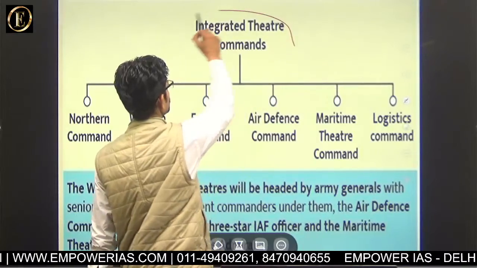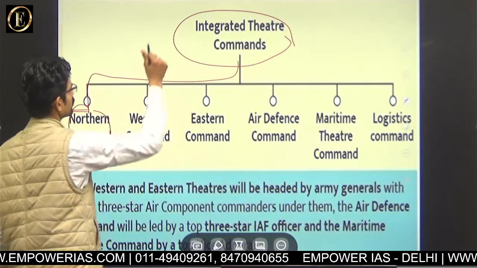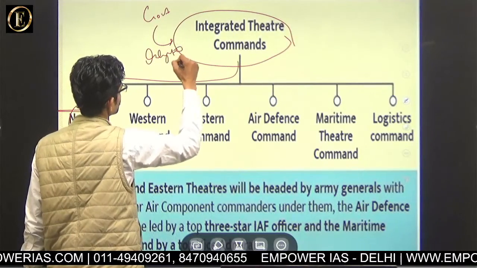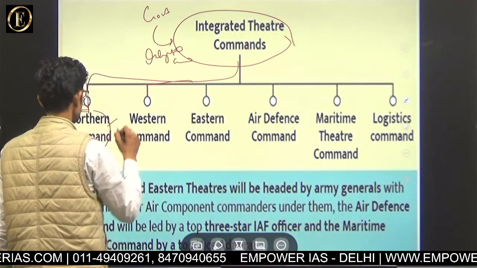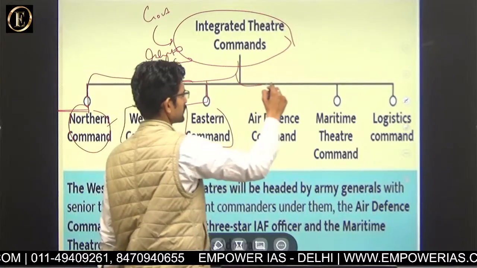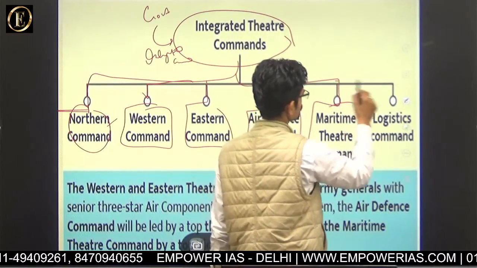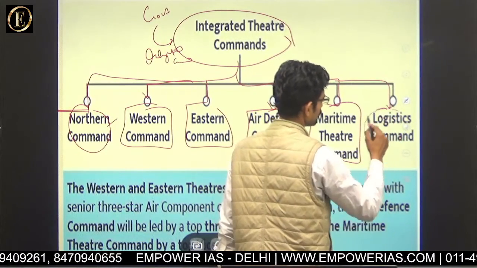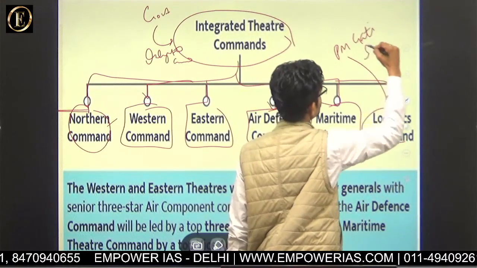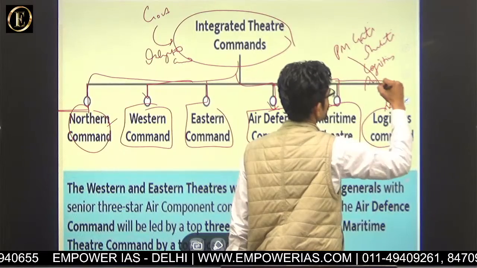Now the Integrated Threat Command makes for the integration of Northern Command. So the Government of India is planning to make an Integrated Threat Command, and this Integrated Command will deal with the Northern Command, Western Command, Eastern Command and Air Defense Command. Further, the Marine Command and the Logistics Command are also very important. The government has made the PM Gati Shakti Yojana for logistics only, for logistics and supply chain management.